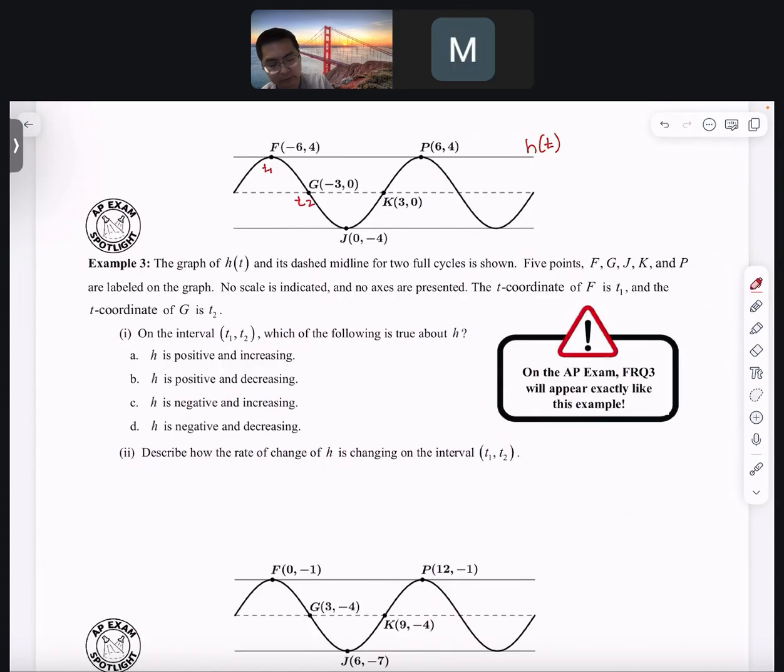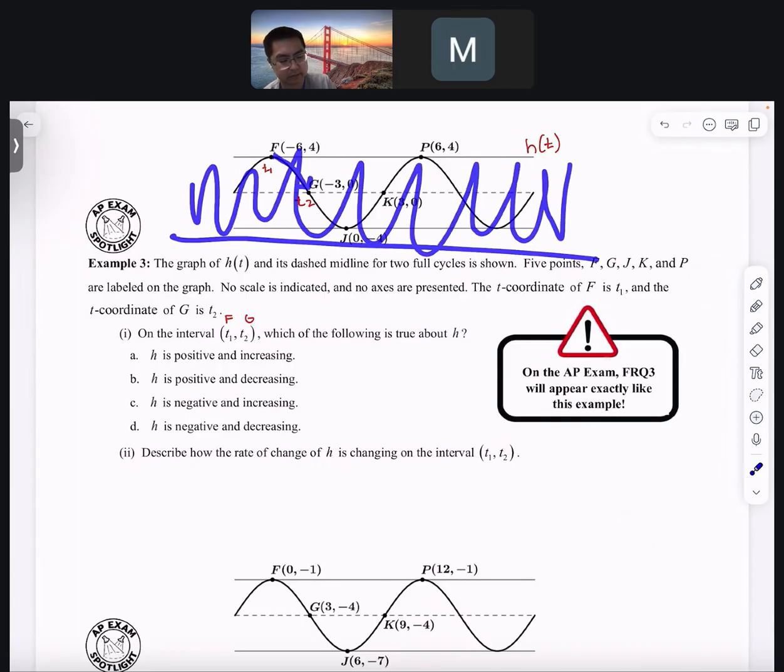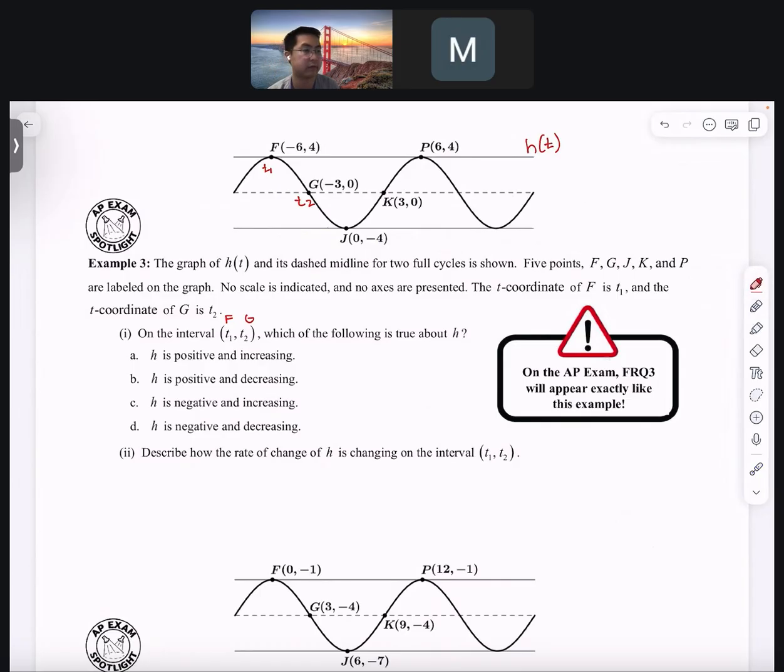On the interval from t1 to t2, which is basically from F to G, which of the following is true about h? So basically, what do we know about going from here to there? Well, first and foremost, it looks like it's decreasing, and everything is above the x-axis. Because everything is above the x-axis and it's decreasing, your answer choice should have been B. So in this case, h is positive and decreasing.